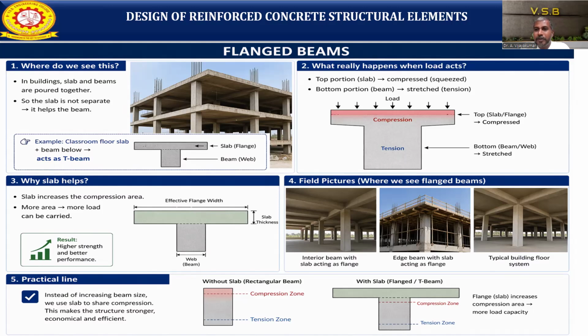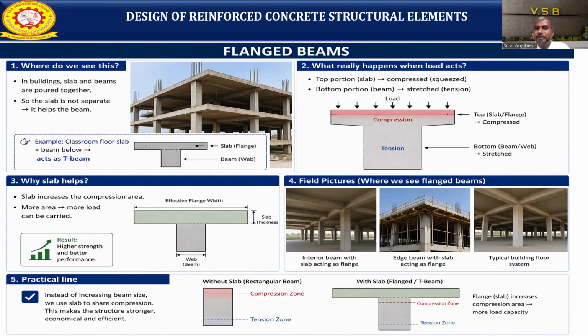So two technical terms we are using here. While designing the T-beam, the slab we call the flange, and the second one, the beam, we call the web. Both in combination we call the T-beam. Okay. What is the second thing?